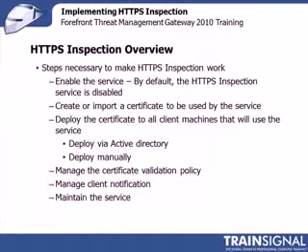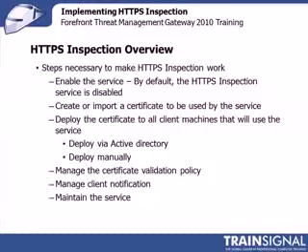So what do you have to do to make this HTTPS inspection system work in Threat Management Gateway? You've got to enable the service. By default, HTTPS inspection is disabled. So everything we've done up to this point has not enabled us to look into HTTPS packets. You then have to create or import a certificate that's going to be used by the service. This certificate is going to be used to open up everything that's SSL based on your network. You then have to deploy the certificate to all client machines that will use the service.